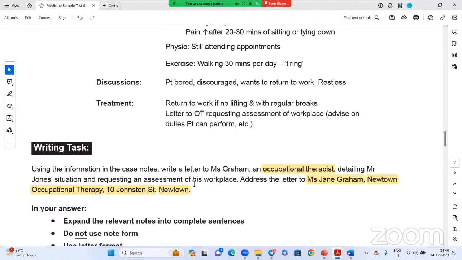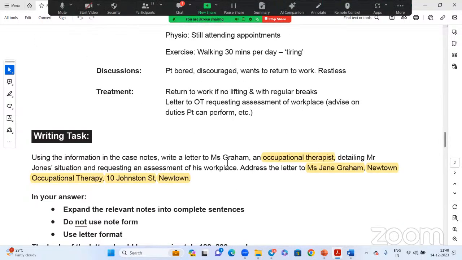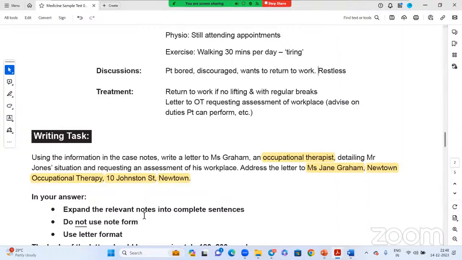Okay, this is not a referral letter, right? This is not a referral letter. This is a request letter. You're just requesting for something. Okay. So, you're requesting a letter, requesting something, that's all. Okay, you want him to do something for this person.